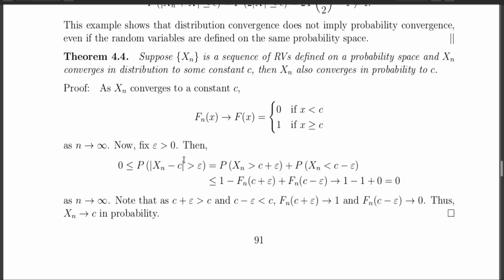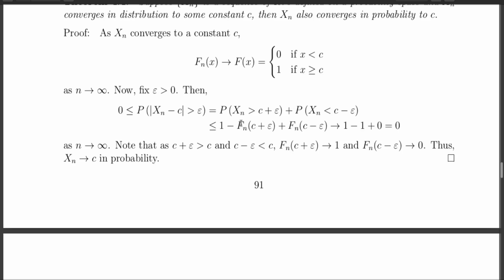Okay, so this probability, we can write in two parts. The event |Xn minus c| greater than epsilon basically means that Xn is outside the interval c minus epsilon to c plus epsilon. So this probability can be written as two parts: one is that Xn is greater than c plus epsilon, another is that Xn is less than c minus epsilon. Now the first part is nothing but 1 minus the probability that Xn is less than or equal to c plus epsilon, so 1 minus the distribution function at the point c plus epsilon.